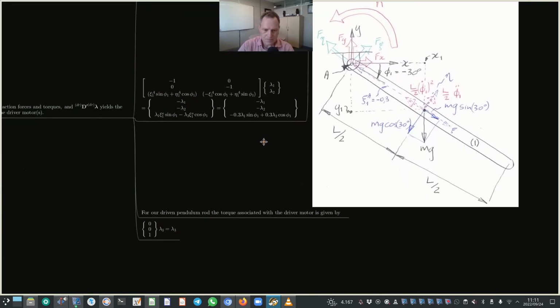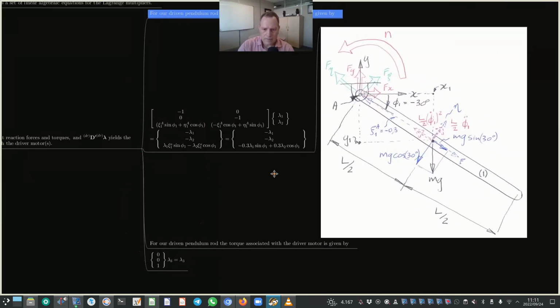Right. Now, to continue, for the driven pendulum rod, the torque associated with the driver motor is given simply by 0, 0, 1. This is the transpose of the driver Jacobian matrix multiplied by the single Lagrange multiplier lambda 3. So the torque associated with that driver motor is exactly equal to lambda 3.